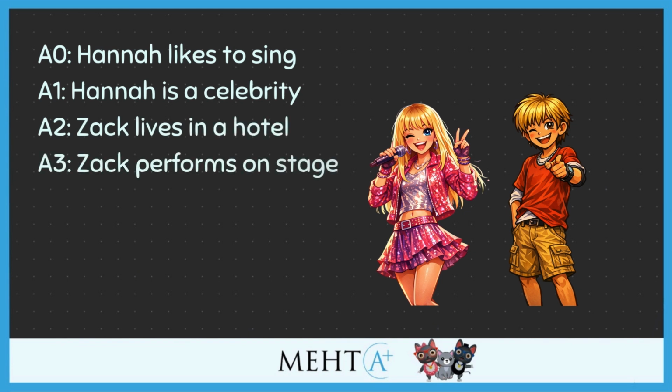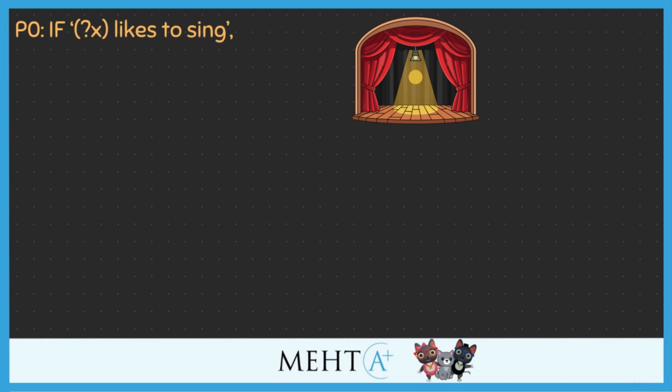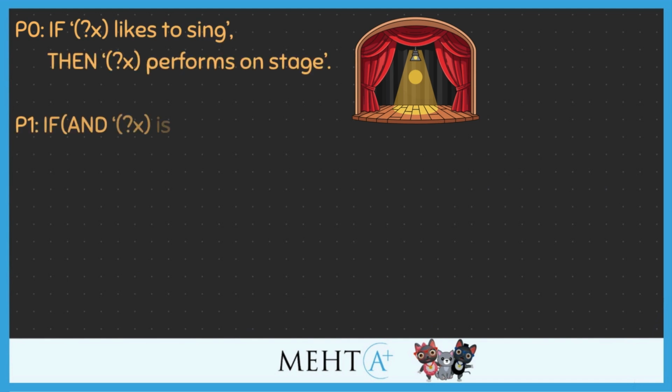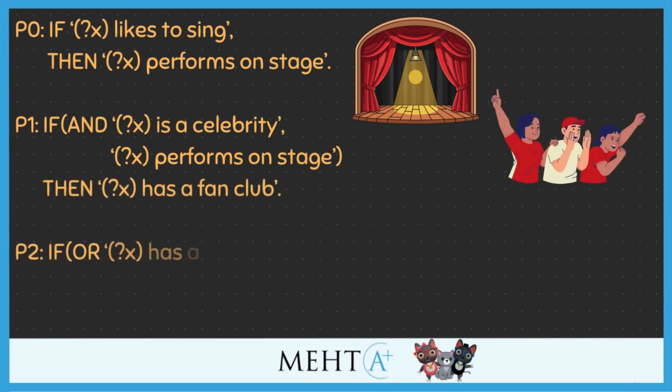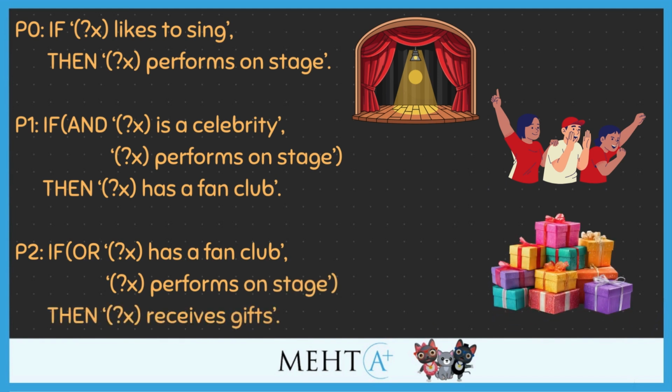And our rules are P0, if X likes to sing, then X performs on stage. P1, if X is a celebrity and X performs on stage, then X has a fan club. P2, if X has a fan club or X performs on stage, X receives gifts.